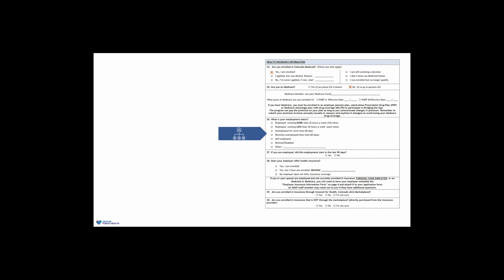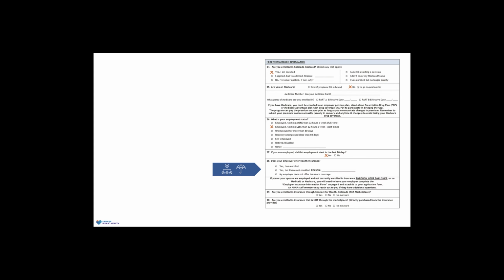Line 26 wants to know your employment status. Line 27, are you only recently employed, say within the last 90 days? Why is this important? Because employers report employees who are insured to the state. Sometimes it takes the employer or the state some time to report your employment status.